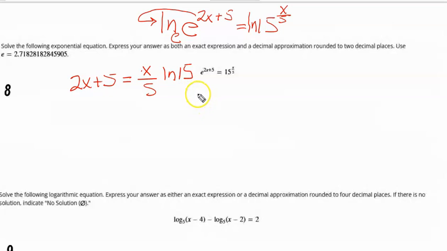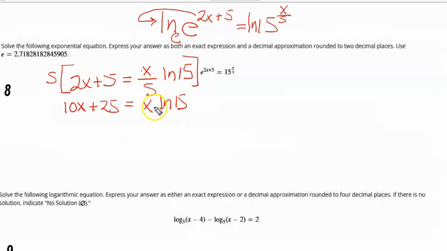Okay. Well, as we had one like this before, we have to get rid of that fraction. So we're going to multiply everything by 5. So this becomes 10x. 5 times 5 is plus 25. And then the 5's cancel out here. So we just get x, natural log of 15.